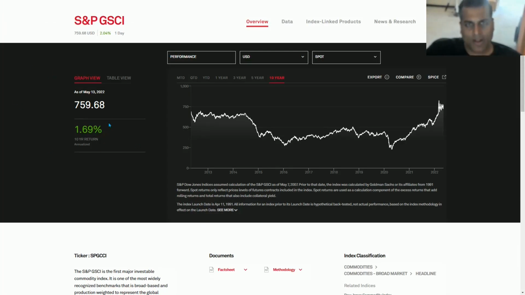Goldman Sachs Commodity Index, the link for which is in the description box below. 10-year compound annual growth rate is 1.69%. Now, in the past, it was negative. It has moved closer to that 3% threshold, but it's still not all the way there. It can cross 3%, but it can also fall below that. It's a very volatile metric, even at the 10-year growth rate level.